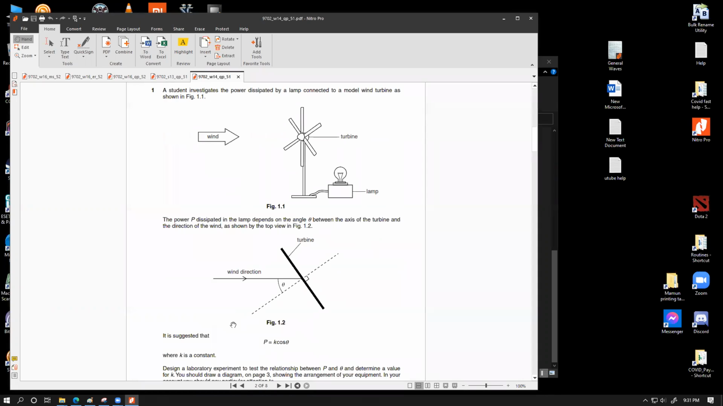So we have a wind flow, we have a turbine, we have a lamp. Power in the lamp depends on the angle between the axis of the turbine and the direction of the wind, as shown in the top of figure 1.2. They suggested that P equals K cos theta, where K is a constant.